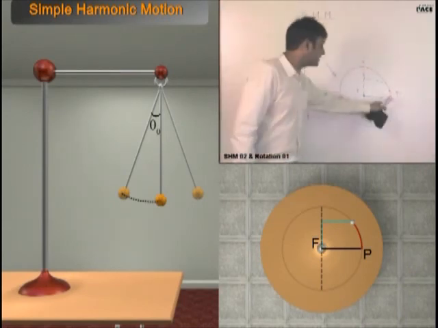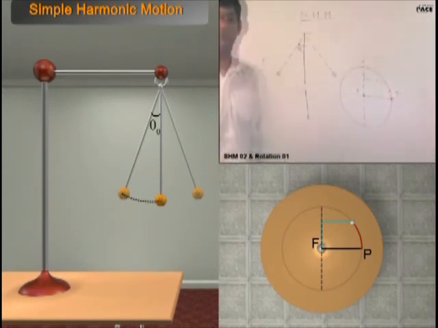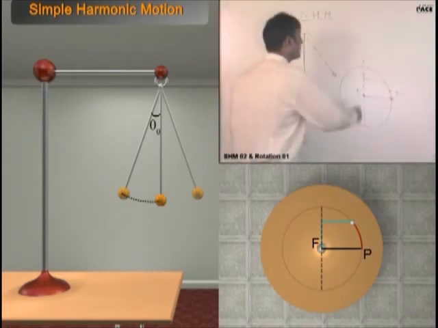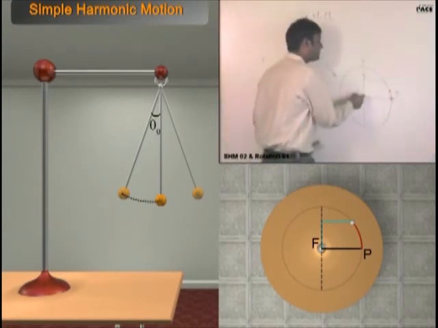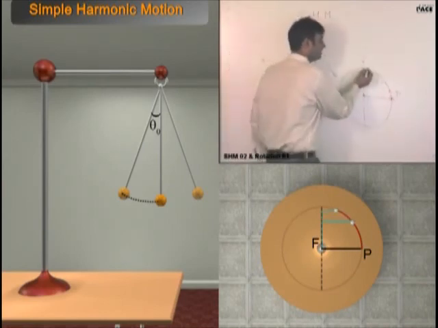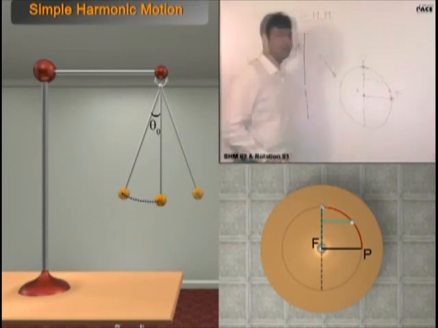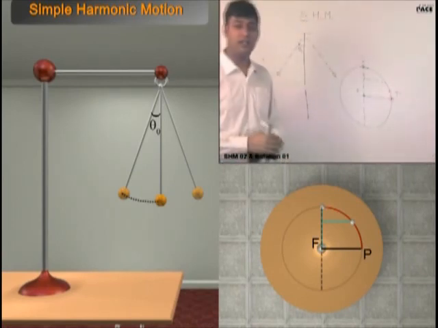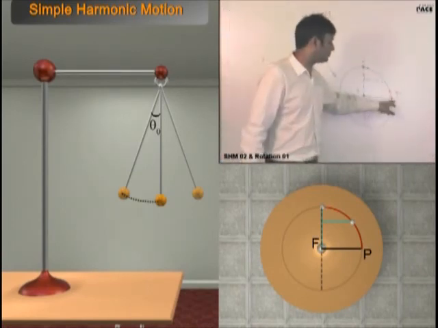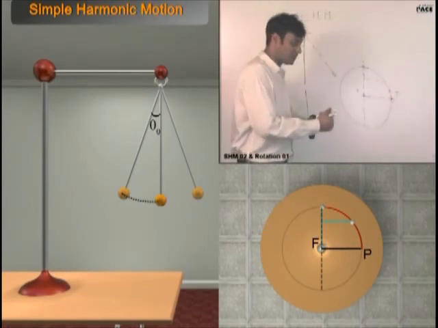If P starts from here, the foot of the perpendicular starts from the equilibrium position, yes or no? If the person starts from here, the foot of the perpendicular is starting from one extreme position. If the person initially is here, where is the foot of the perpendicular? Here. If the person is at this place, the foot of the perpendicular is also at this place. Do you understand this? Now, if the man starts his circular motion from here, then at t equal to 0, what is the initial phase?